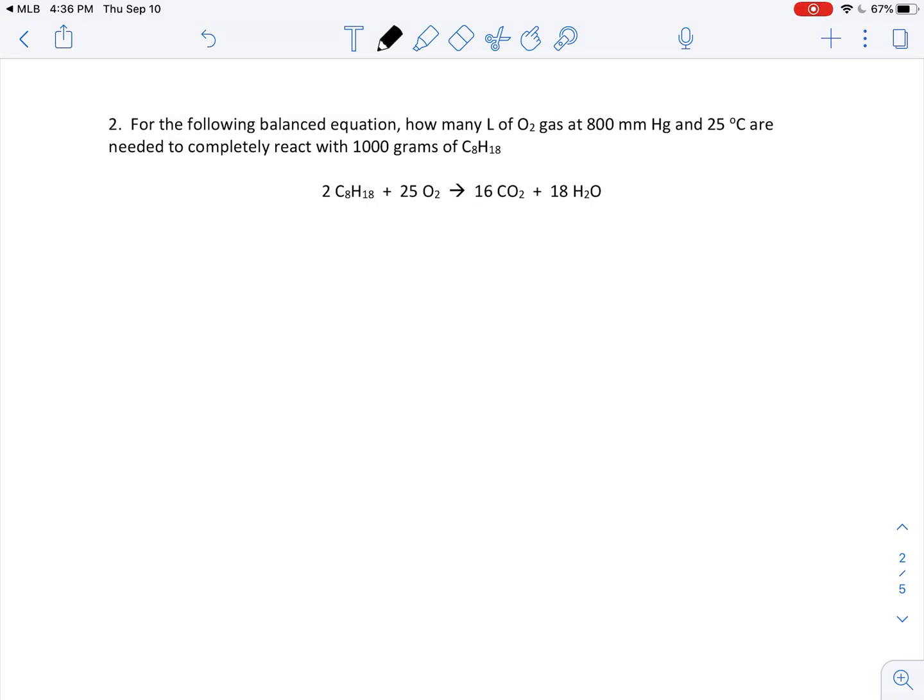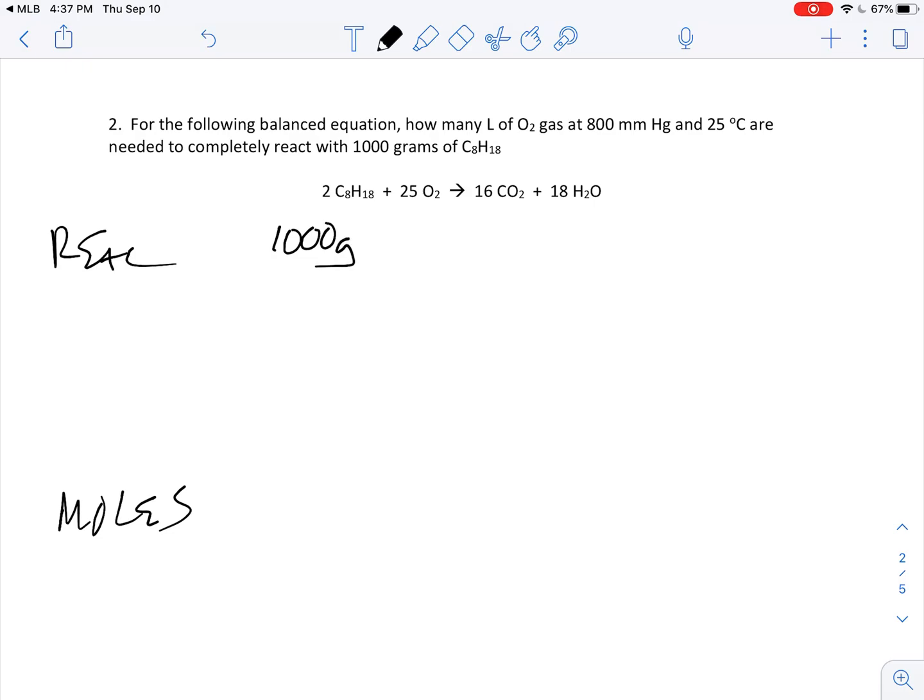Number 2 is second verse, same as the first, same idea here. So you've got some real world unit, but you can't do anything in real world unit. You've got to do everything in Mole Town there. So what did they give you? They told you that you had 1,000 grams of gasoline here, octane.